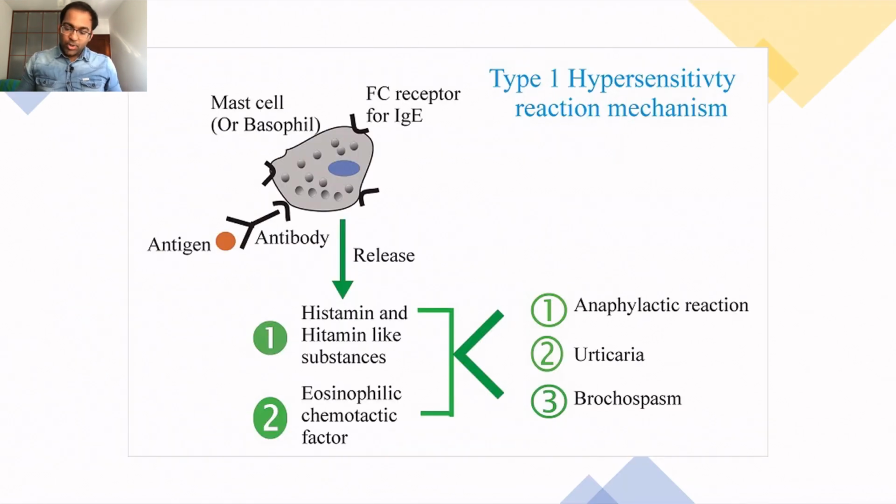Now this is a cartoon showing the mechanism of type 1 hypersensitivity. As we can see, the gray cell here is the mast cell or a basophil. Both belong to the same precursor. Both are different cells, but the thing to remember is they both belong to the same precursor. Now the mast cell has Fc receptor for IgE antibody. As soon as the IgE antibody binds to the Fc receptor of the mast cell, right, and if it sees a nearby antigen, right, it binds to the antigen.